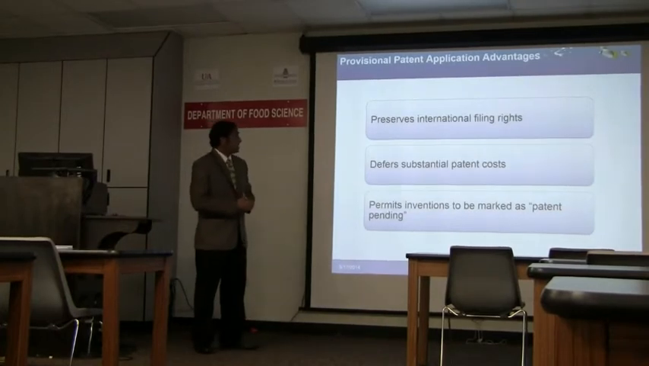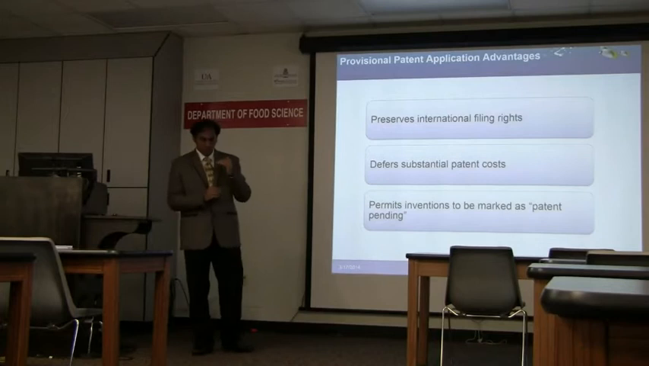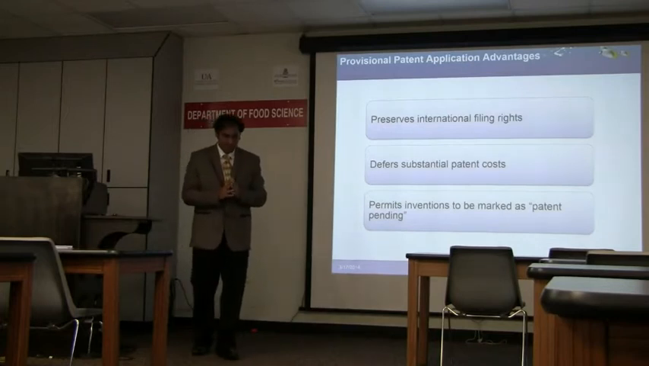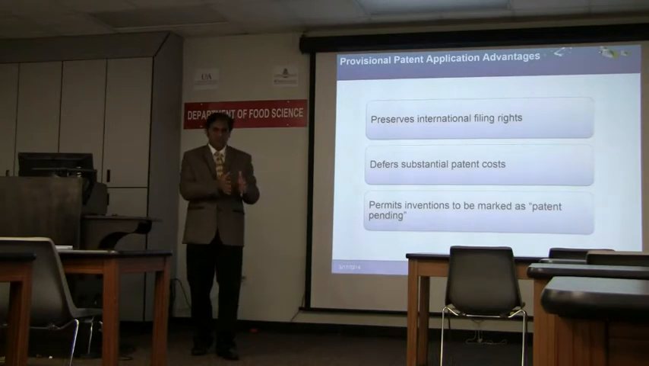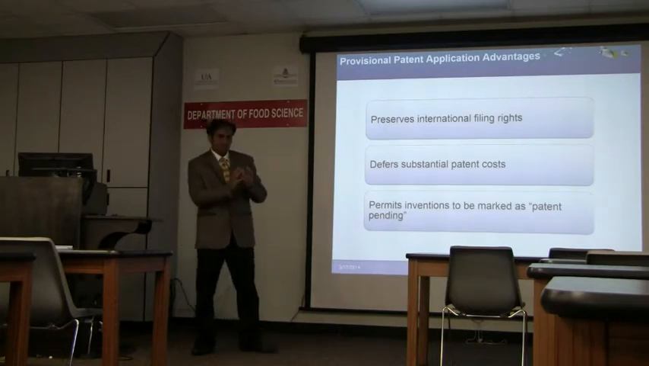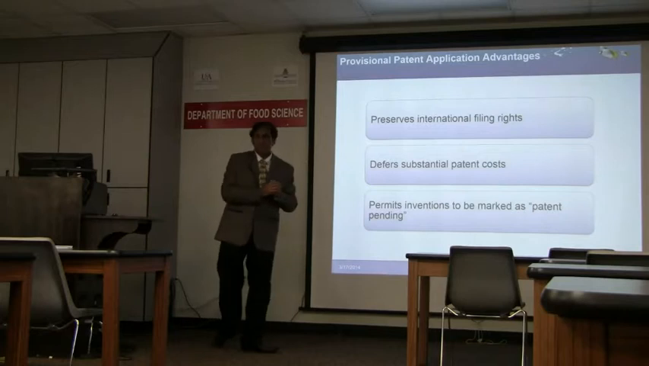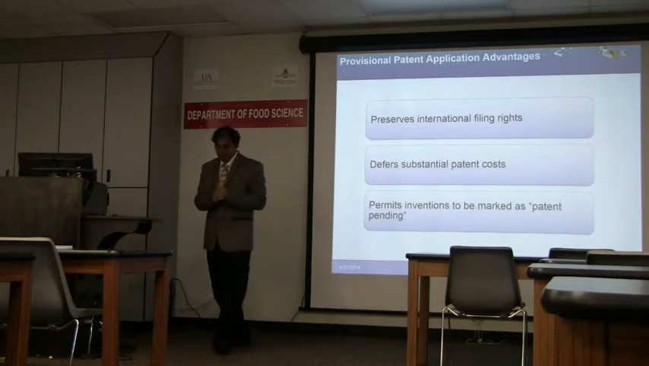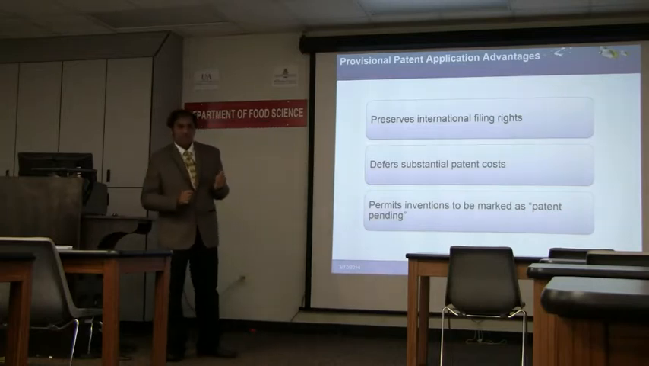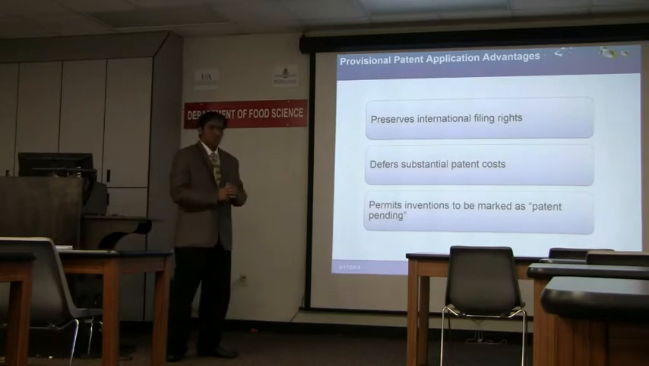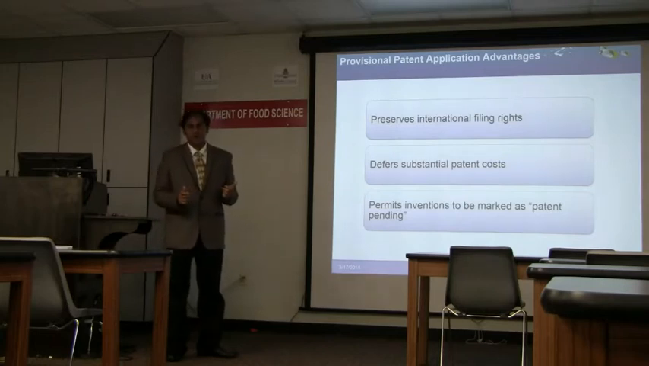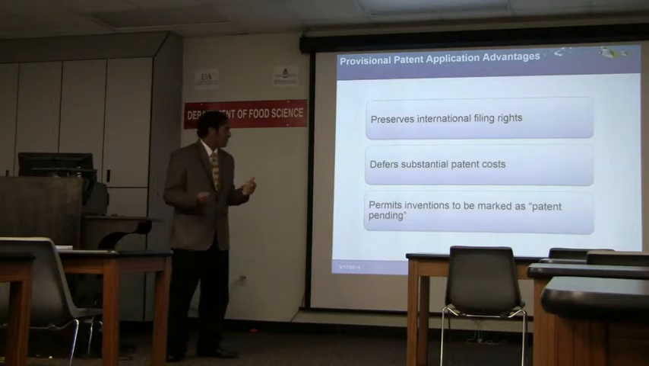It preserves the international filing right, meaning the moment you file a provisional patent application, you get a priority date. That priority date secures your invention, because by that you were the first to file that invention. It defers substantial patent cost. I checked the website of the USPTO, and I found that the cost of filing a provisional patent application is $135. So you can protect your idea with just $135.